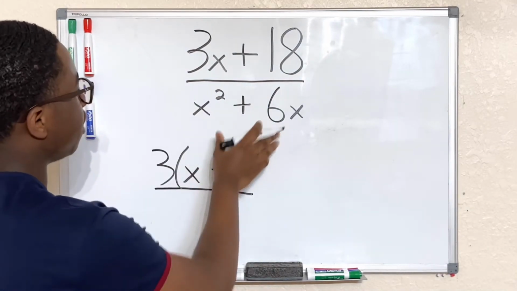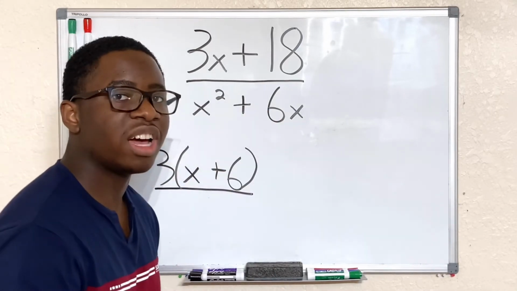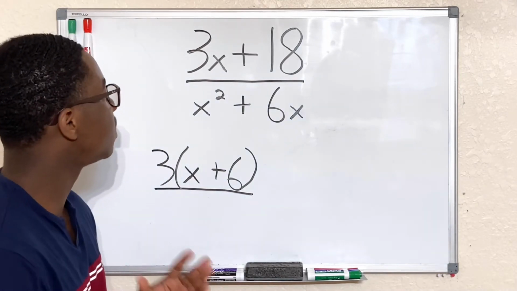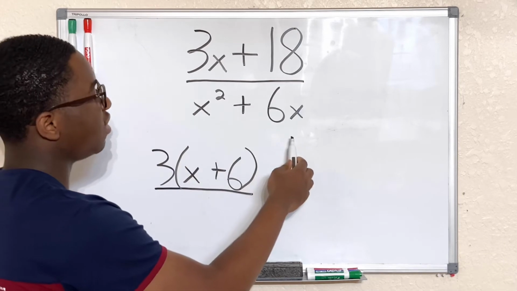Now let's move to the bottom. We have x squared plus 6x. How do we take that down? How do we factor it into something smaller? Here we have x squared and here we have 6x.